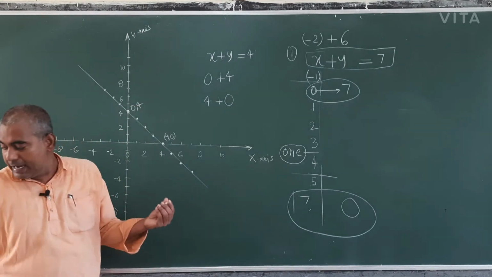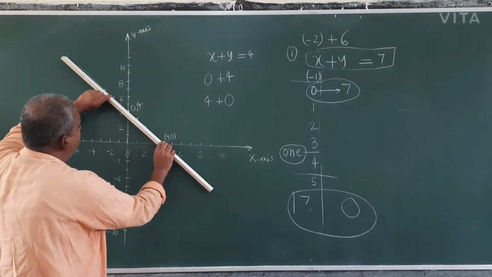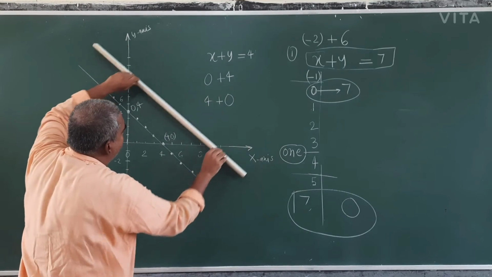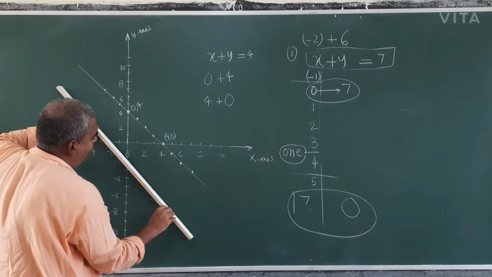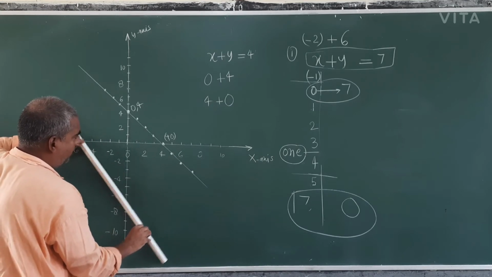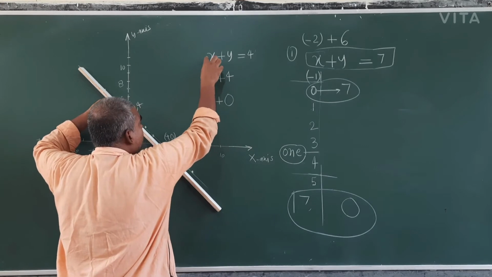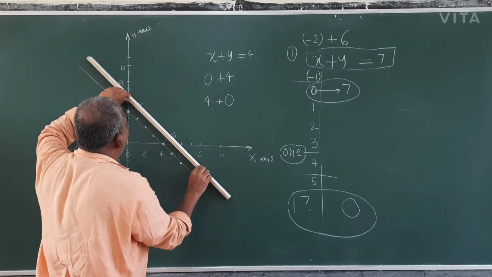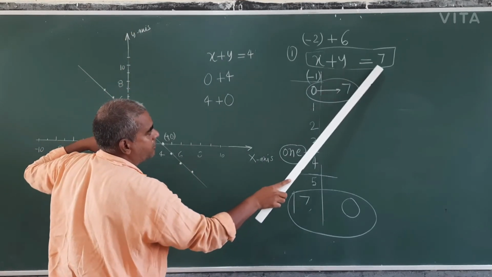So if any line is there, this may be a line, line may be of this, line may be of this. Means these are parallel, all these lines are parallel. Okay, because you will see, I am not changing the coefficient of x, coefficient of y, only changing the constant. All the lines will be parallel. The same thing I will draw, x plus y is equal to 7.